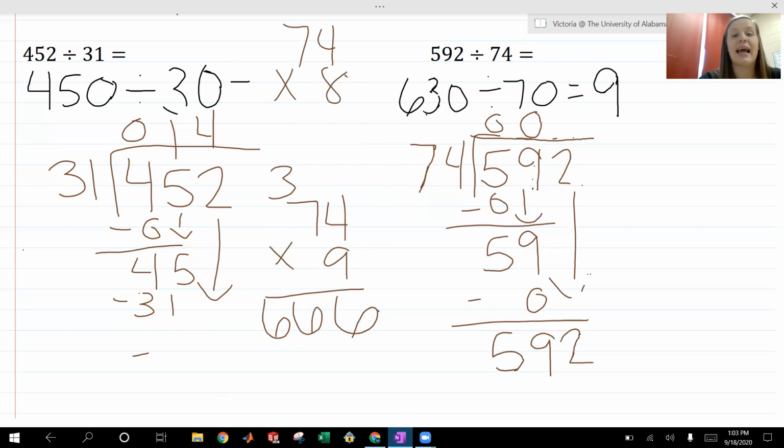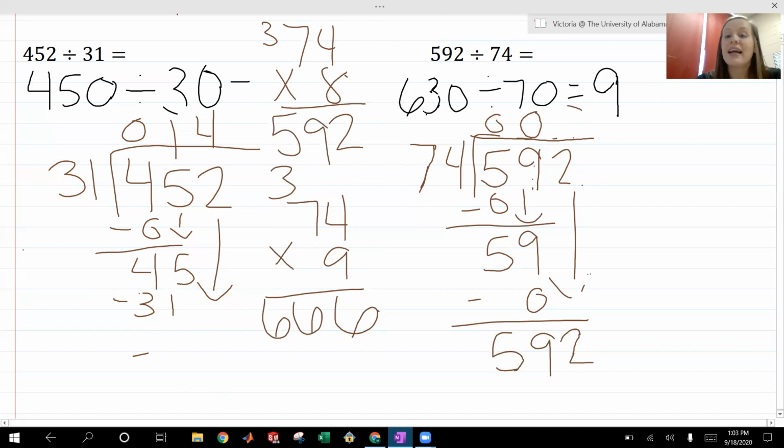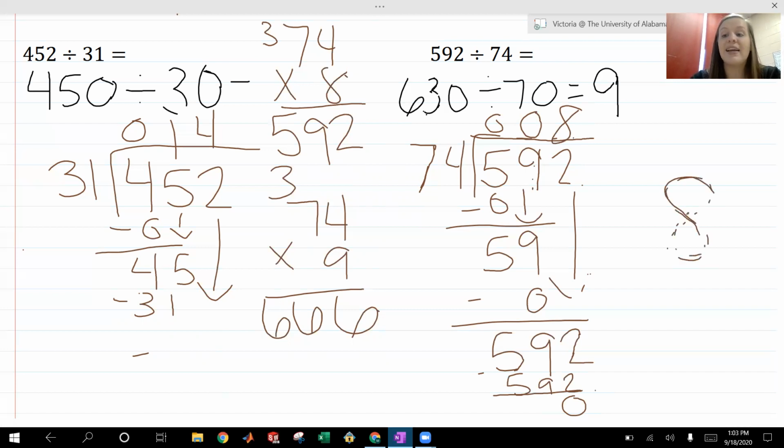74 times 8. I know that 8 times 4 is 32. And 8 times 7 is 56. Plus 3 is 59. So how many times does it go in there? 8 times. And I subtract 592 because that's what 74 times 8 was, and I get 0. So do I have a remainder on this one? Nope. My answer is just 8, right? Okay. So was my estimate of 9 too big or too small for my actual answer of 8? It was too big, right?